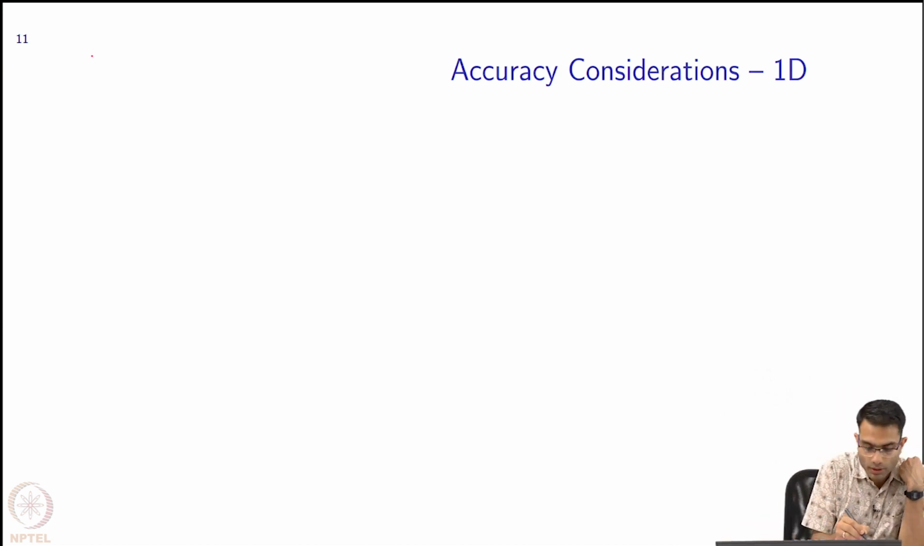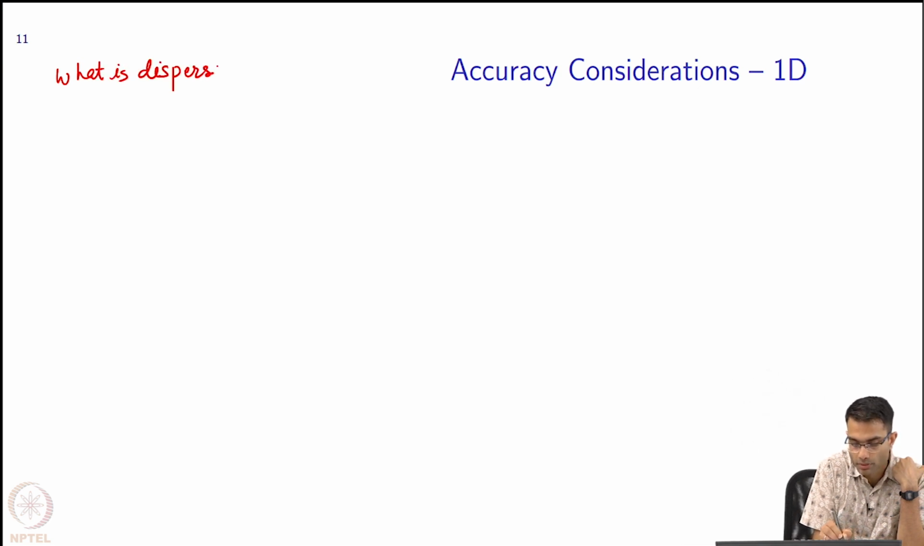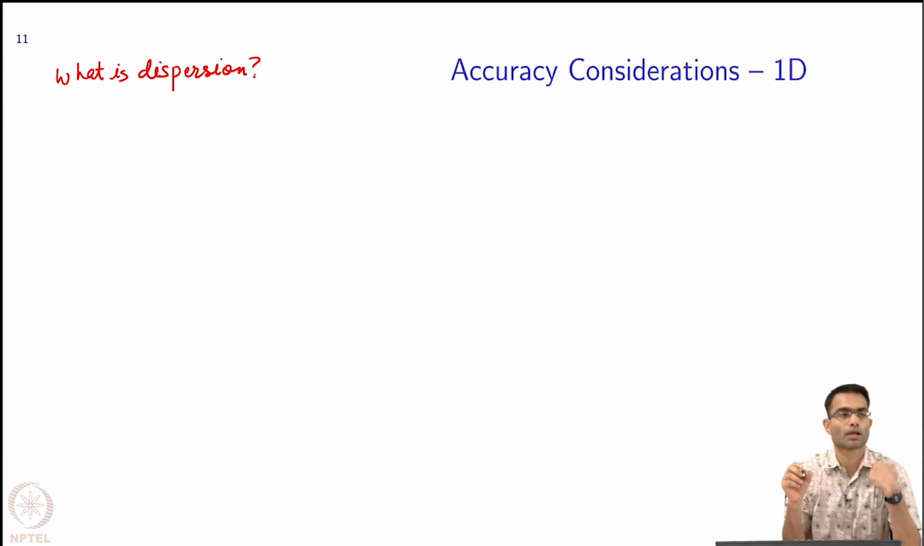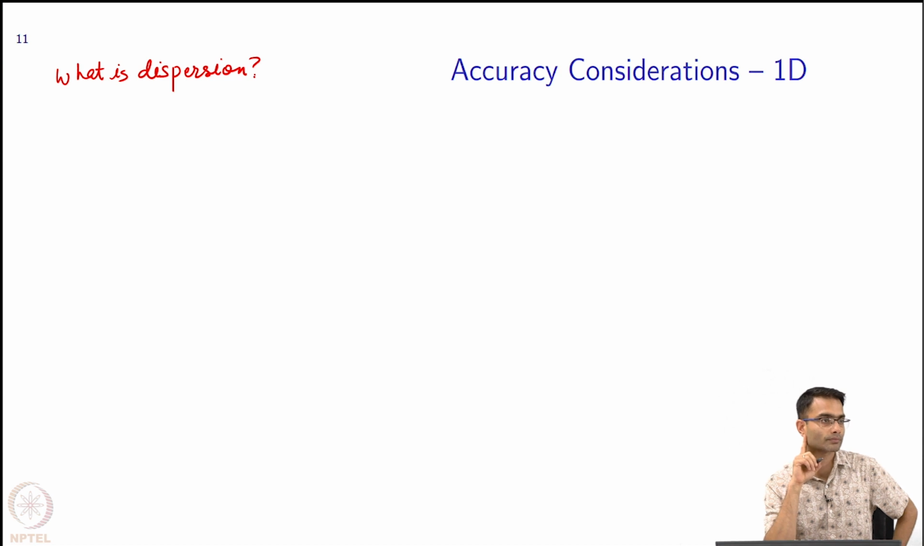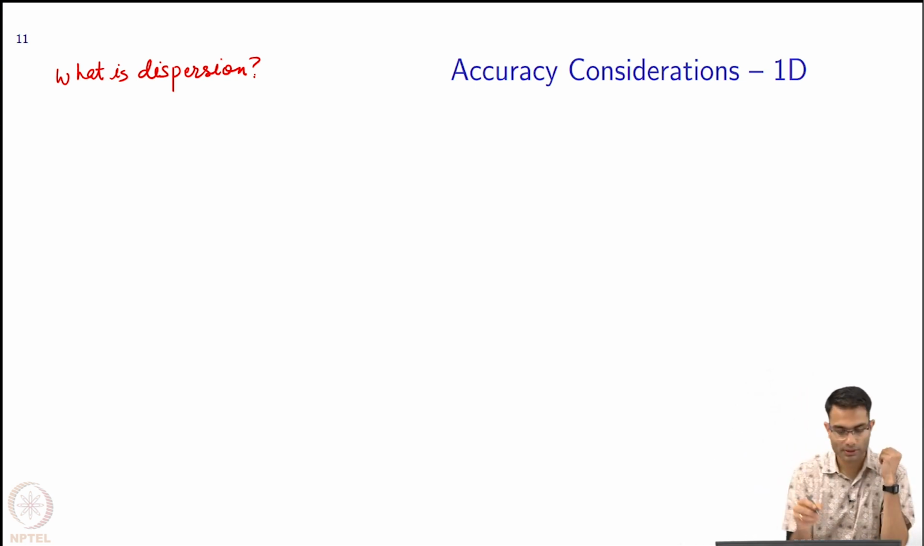So, for example, if I ask you this, what do you understand by dispersion? What is the first thing that comes to your mind? Frequency dependent, right? So, in a very practical sense, what happens? Different frequencies travel with different velocities, right?